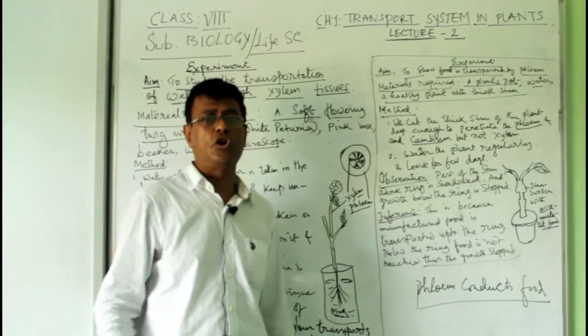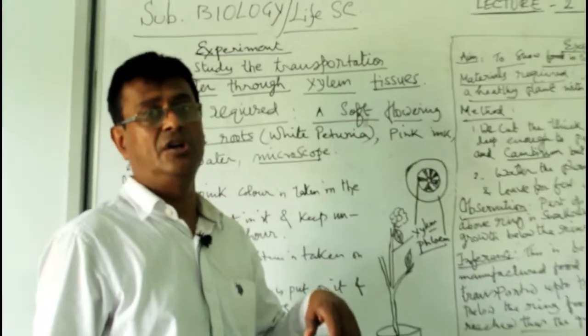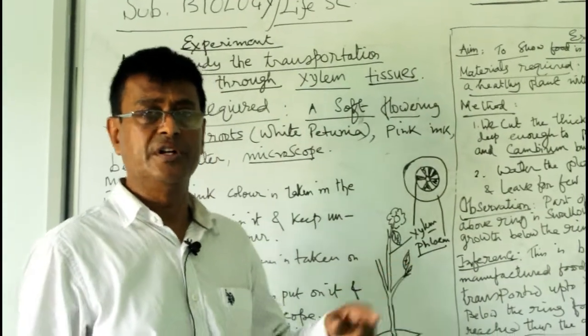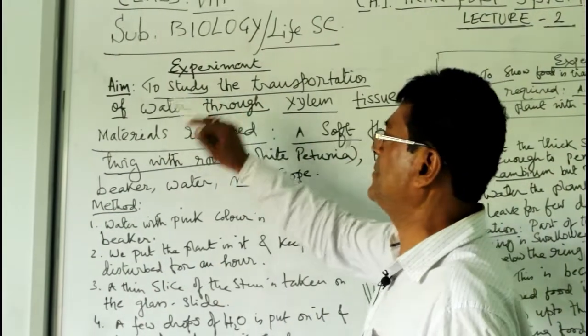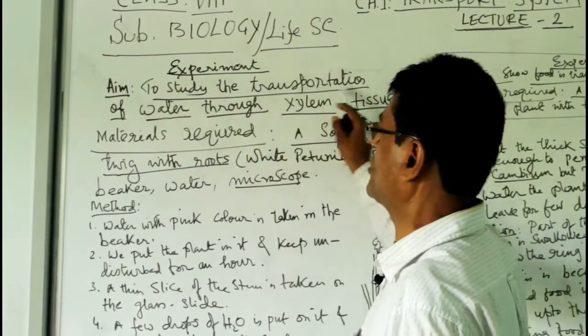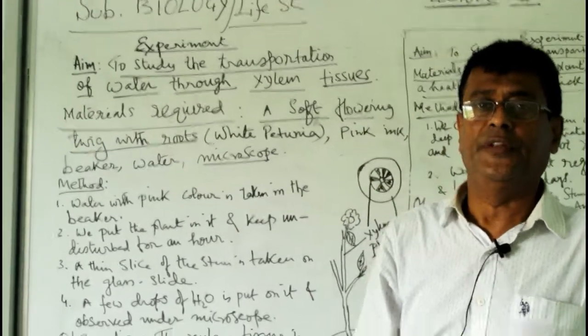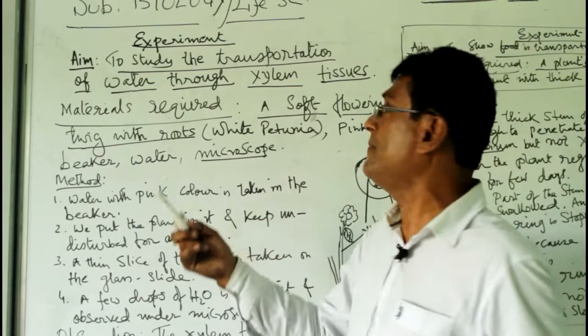Well, children, we will conclude lecture 2 by showing you two experiments on the conduction of water and the transportation of food materials. Number one: the aim of this experiment is to study the transportation of water through xylem tissues. Xylem tissues, you know, are responsible for the upward conduction of water, along with the minerals, obviously.